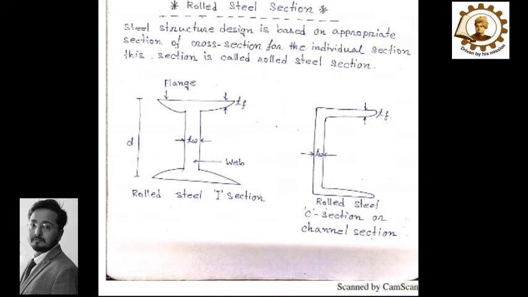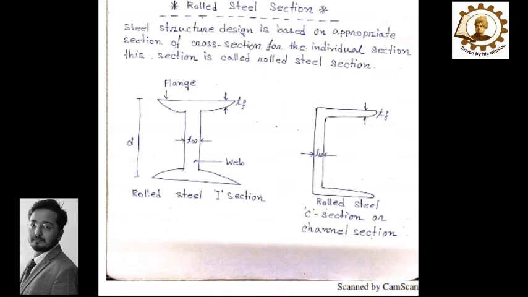Now, steel structure design is based on the appropriate section or cross section for the individual member. This section is called a rolled steel section. At left, you can see an I section. This may be rounded like this or maybe sharpened. The different parts of this I section: first of all, let me tell you, this is a cross section of any I section steel member.